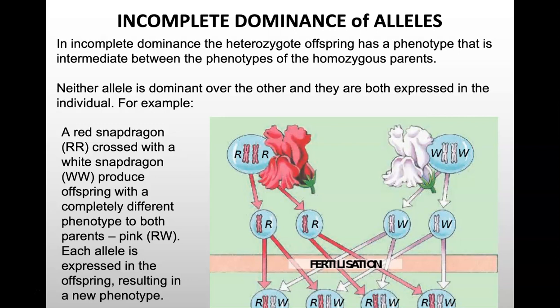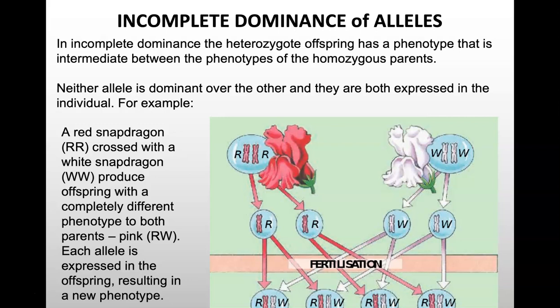For this example, we've got a red snapdragon. Now, the red snapdragon has two alleles. Both of them are expressing the red pigment, so capital R, and we're crossing that with a white snapdragon who has two alleles for white pigment, capital W. So both of the parents are homozygotes.